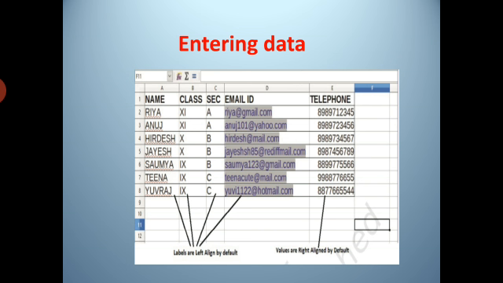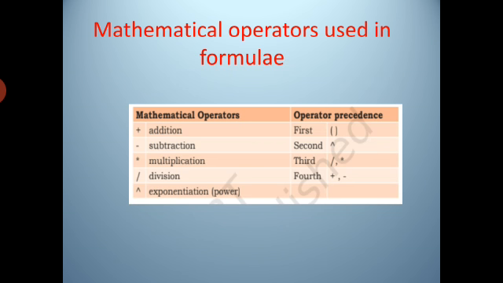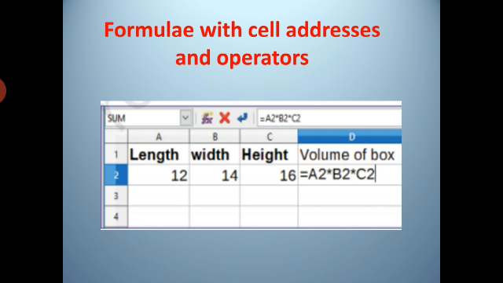Excel uses standard operators for formulas such as plus, minus, multiplication, division for arithmetic operations. Now, formula with cell addresses and operators. The main advantage of entering formulas with cell addresses and operators is that they work just like a variable. When the values of the cells concerned change, the result obtained by the formula also gets updated accordingly.